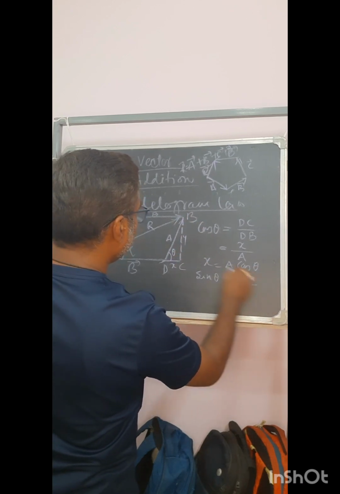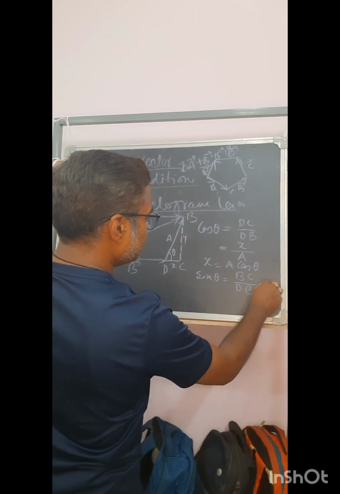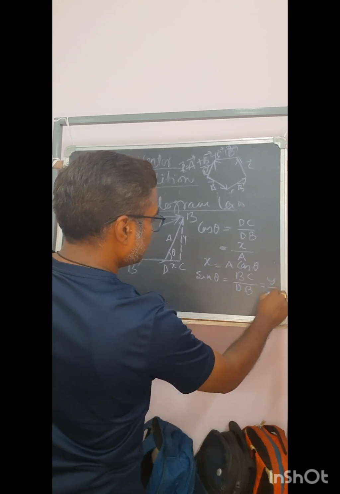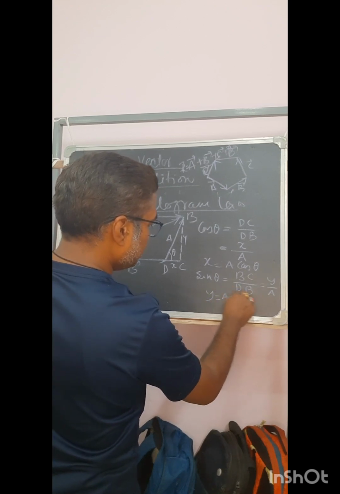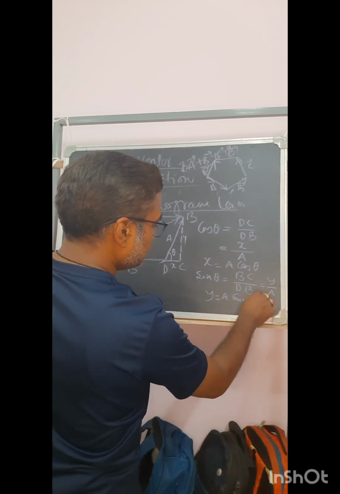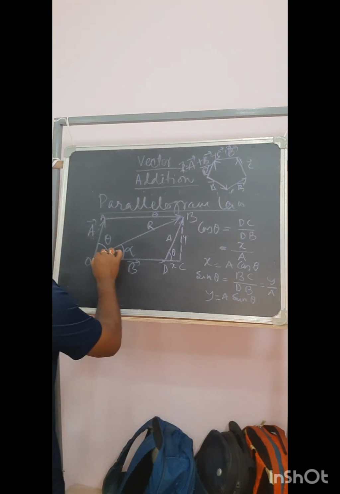Okay. Now if I take the sine of it, sine theta, that will give you this BC height upon hypotenuse, this is DB. The same I have taken as y by A. So y is equal to what? A sine theta. So these are known. Okay. Now moving to this triangle.